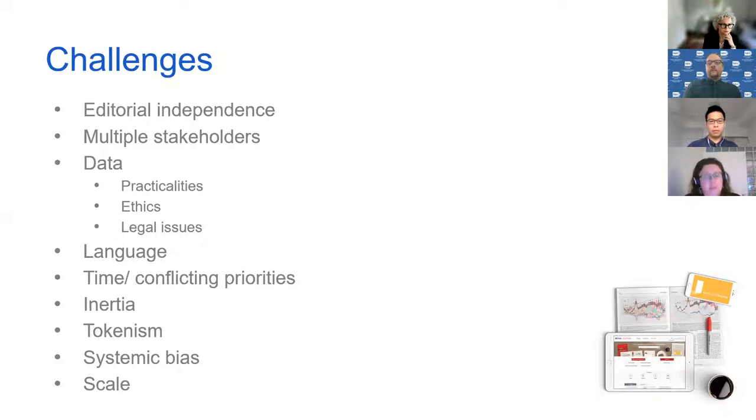Some journals have multiple stakeholders, and many of our titles are owned not by SAGE, but by learned societies. The good news is that many societies recognise the importance of this issue and are actively working to become more inclusive.